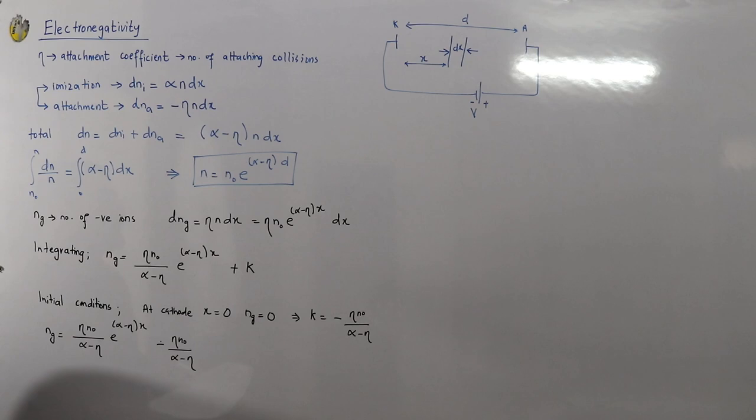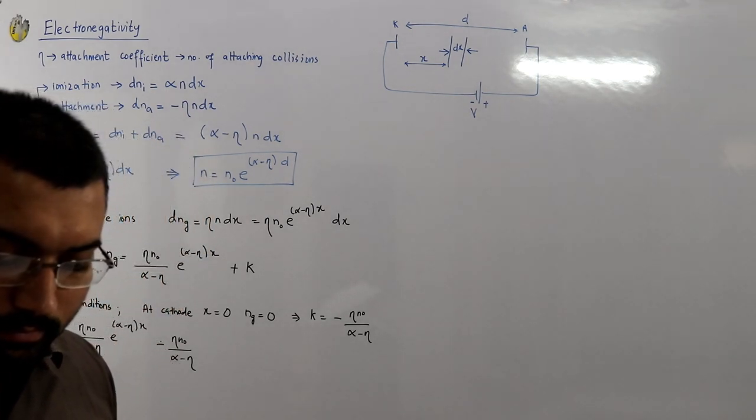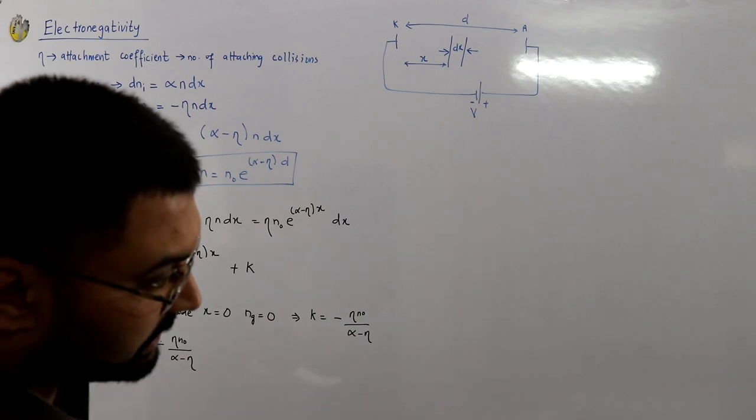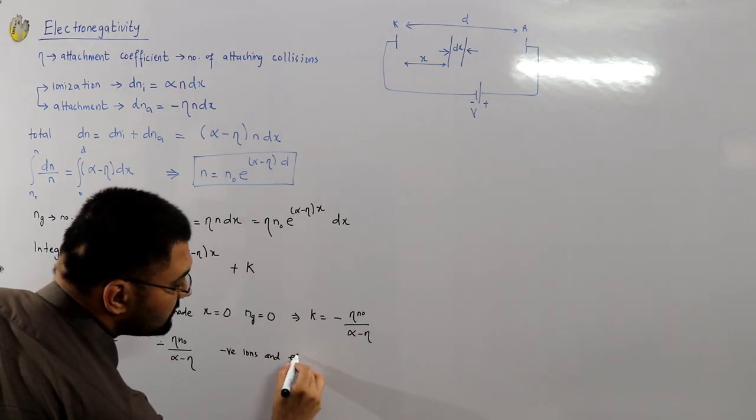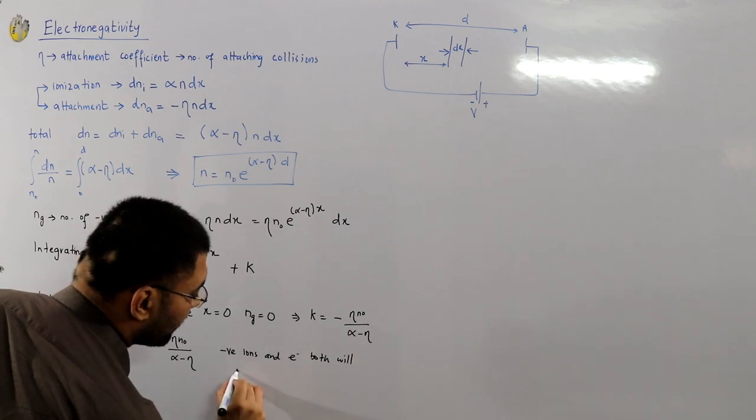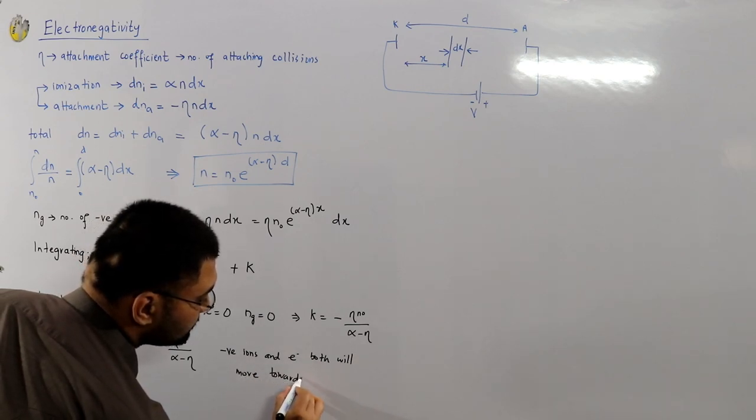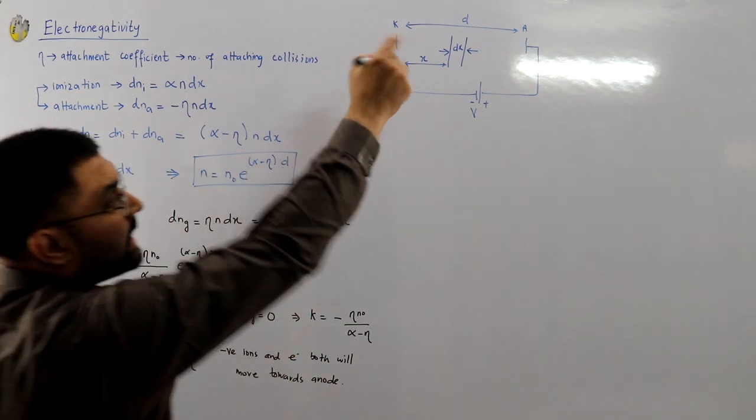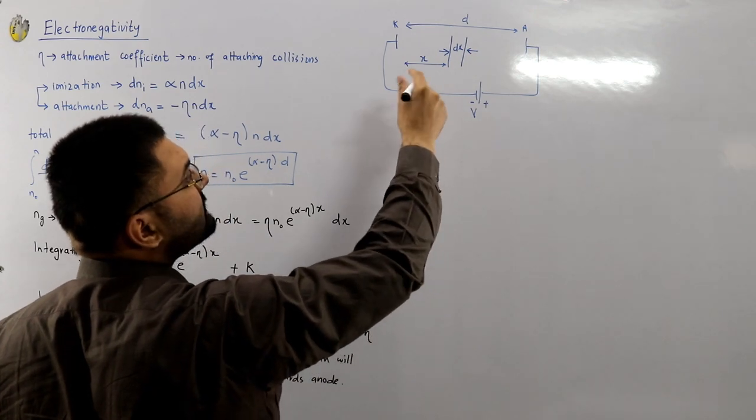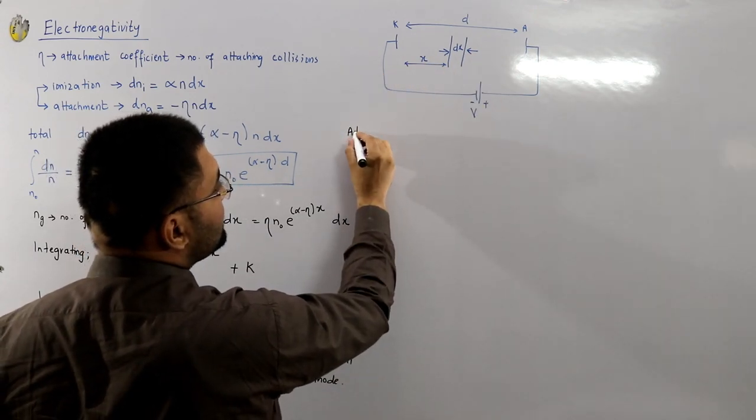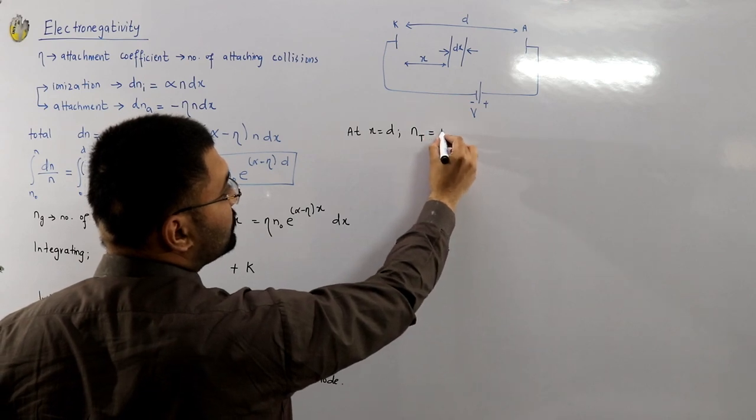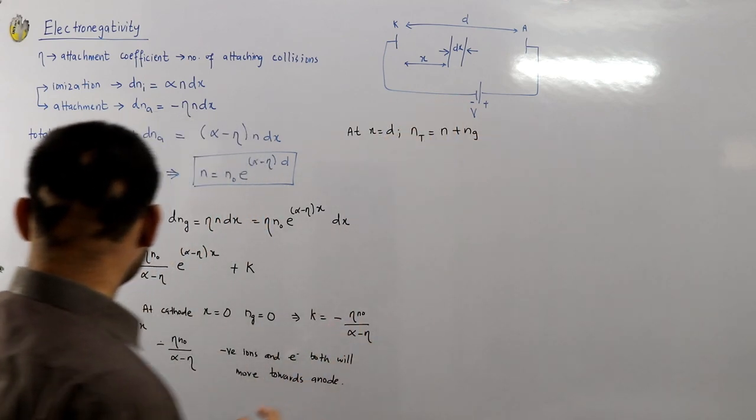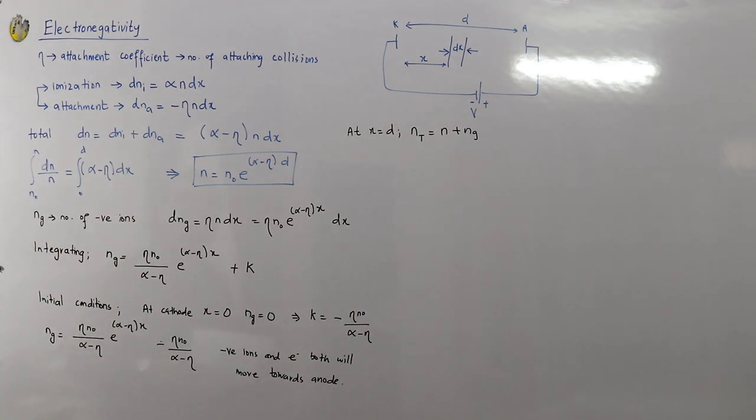Now this is for the negative ions. The negative ions and the electrons both will move towards the anode. So at x is equal to d, at the anode, the total gap current you can write. The total current Nt would be N plus Ng. Isn't it like this? So Ng is this, and N you already have, which is over here.